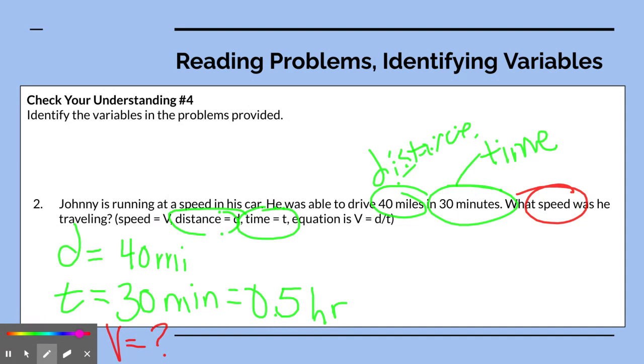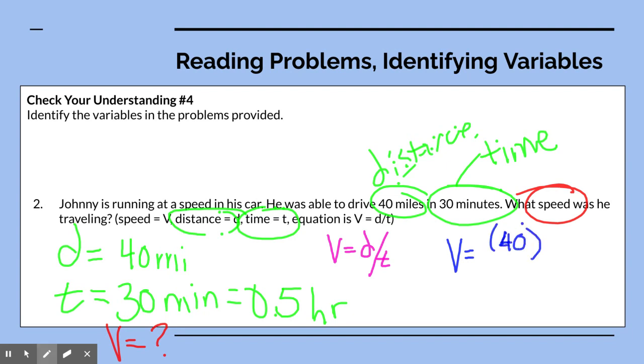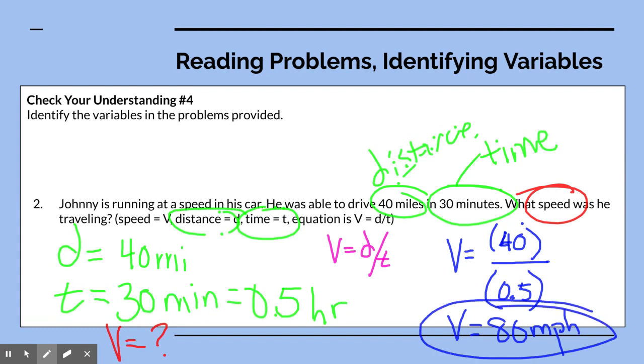Now we just have to write our equation, which is V is equal to D over T. And this one should be pretty straightforward. We just now plug in and solve. So V is equal to D over T, which is going to be 40 divided by 0.5. So 40 over 0.5, plug that in your calculator real quick. You should find out that the speed was 80 miles per hour. And then you have your answer.